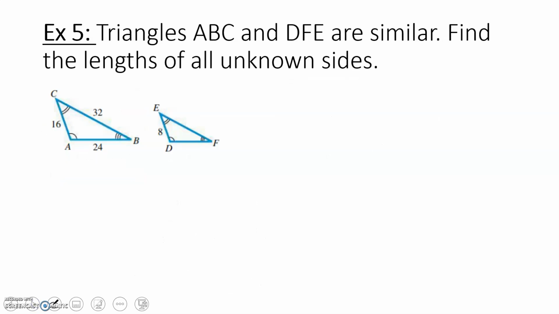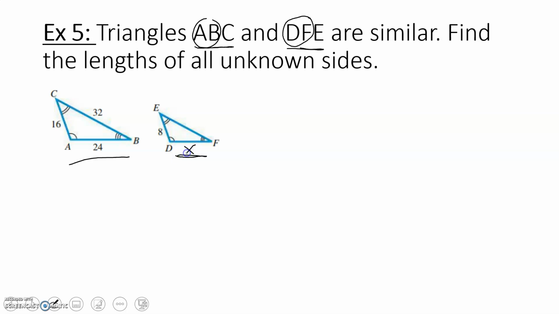Example 5, triangles ABC and DFE are similar. We want to find the lengths of all unknown sides, okay? So if we know they're similar, and we know their corresponding angles are equal, but we also know that their corresponding sides are proportional. And so what we have to do is set up a proportionality. Now what's important is the order of the way the triangles are written. So this says ABC is similar to DFE. That means the length of AB, because AB comes first, is proportional to DF.